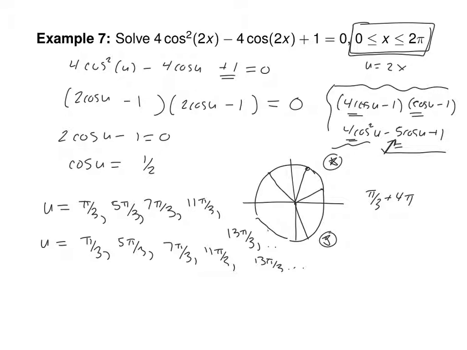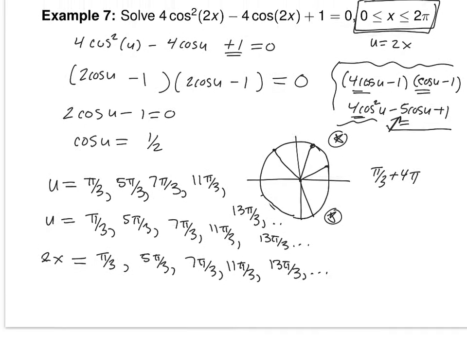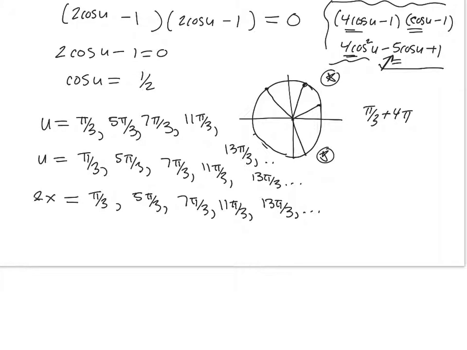What was u actually equal to? 2x. So 2x equals pi thirds, 5 pi thirds, 7 pi thirds, 11 pi thirds. What do you have to do to get that x by itself? Divide it all by 2. Will that make it 2 pi thirds, or will it make it pi sixths? Pi sixths, yeah. Half of a third is a sixth. So x is pi sixths.